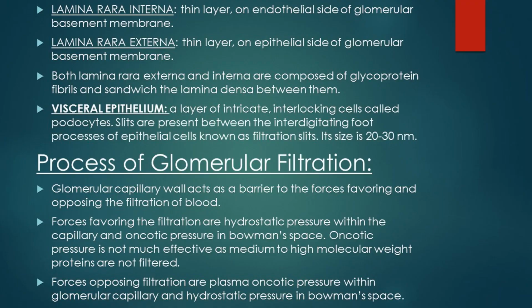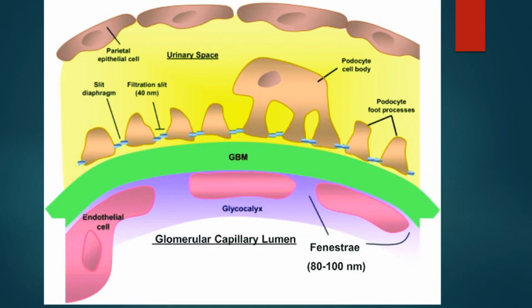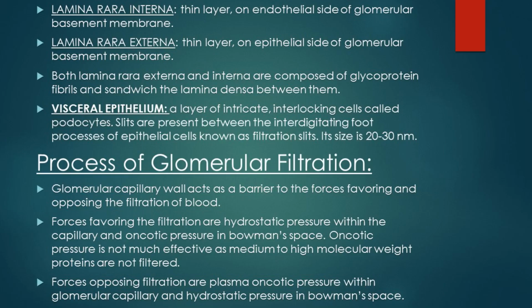After the endothelium and basement membrane, there comes the visceral epithelium. This visceral epithelium is composed of interlocking cells known as podocytes. These podocytes contain foot processes, and between these interdigitating foot processes of podocytes, slits are present. These slits are known as filtration slits, and their size is 20 to 30 nanometers. So the fenestrations in the endothelium and these filtration slits in the visceral epithelium function as channels for the filtration of blood in the glomerulus.